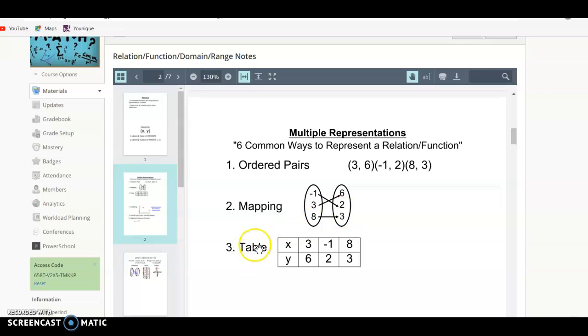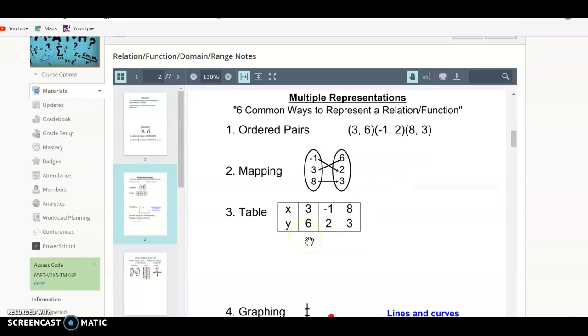We can also see these in a table. So a table of x and y values. When the x is 3, the y is 6. When the x is -1, the y is 2. When the x is 8, the y is 3. So all 3 of these represent a relation.